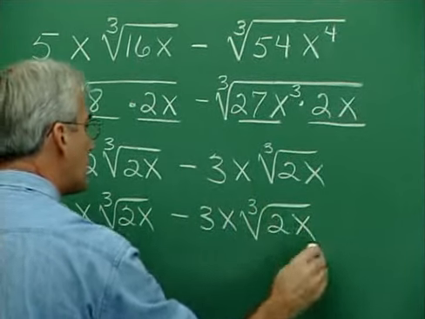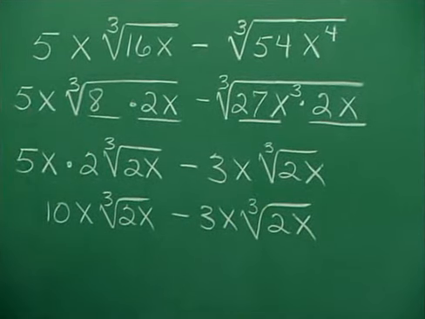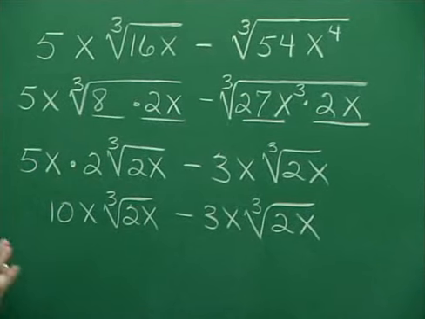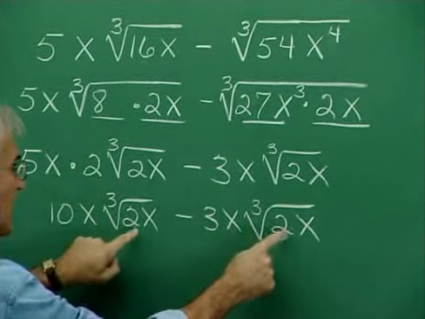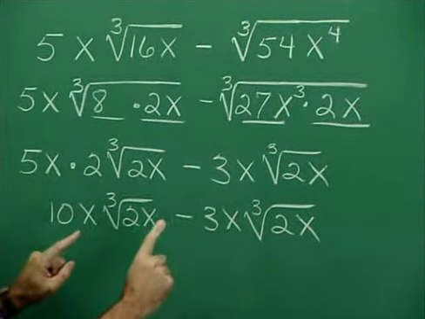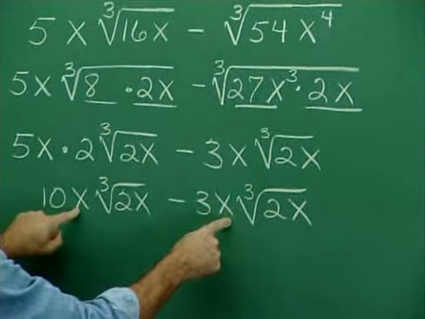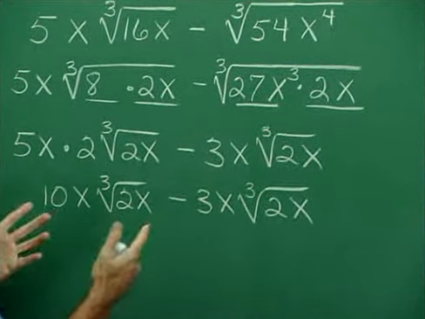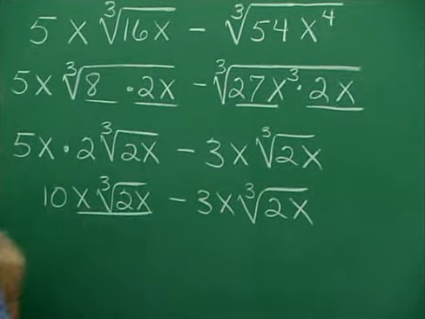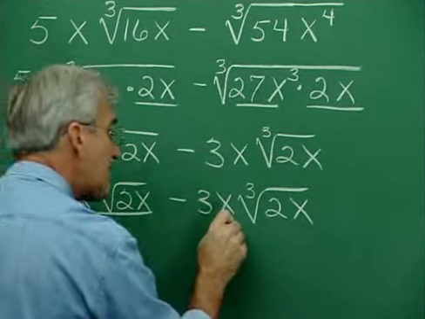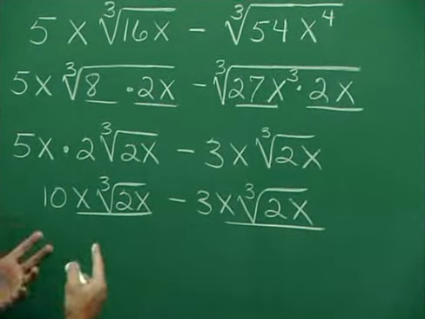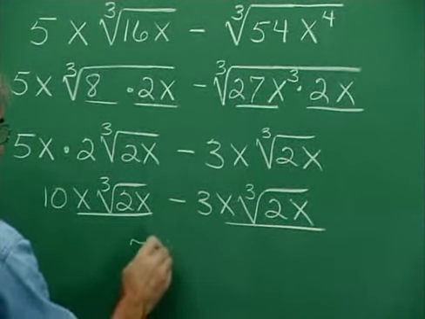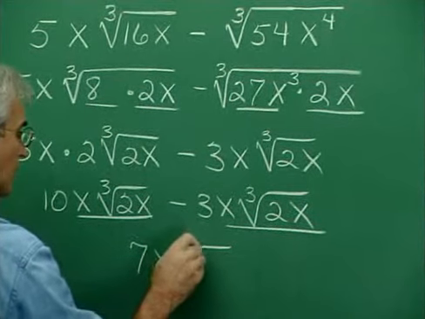Now take a look at the two terms. Are they like terms? Yes, they are like terms, because not only do we have the same index here, same radicands, we also have the same variable factor here in both terms. So it's like we have 10 of these things, and we want to subtract 3 of these same things. You see, and all we do is collect those coefficients then. So 10 minus 3 gives us 7 of these things that are x, the cube root of 2x.